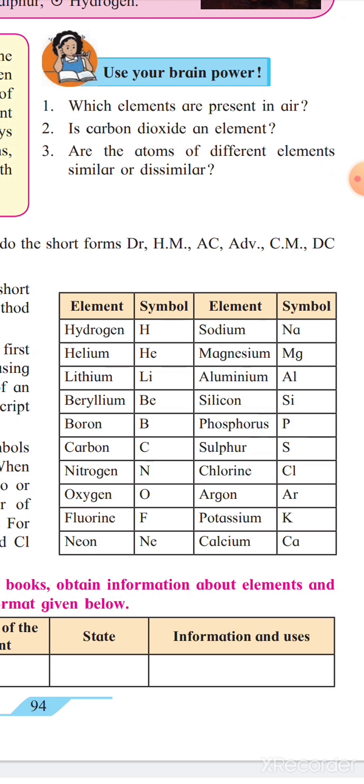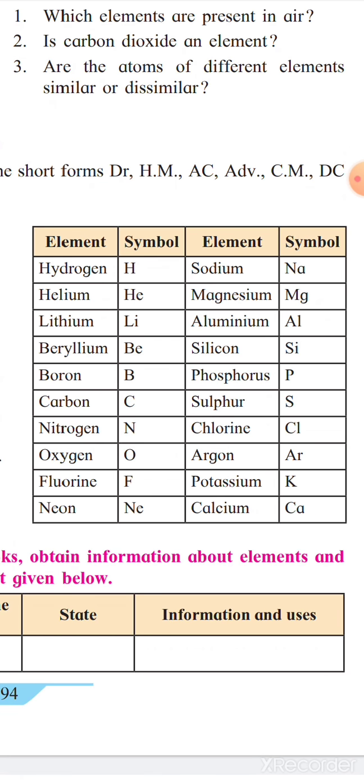Now, we are going to start reading the table. Element hydrogen symbol H, helium He, lithium Li, beryllium Be, boron B, carbon C, nitrogen N, oxygen O, fluorine F, neon Ne, sodium Na, magnesium Mg, aluminium Al, silicon Si, phosphorus P, sulfur S, chlorine Cl, argon Ar, potassium K and calcium Ca.